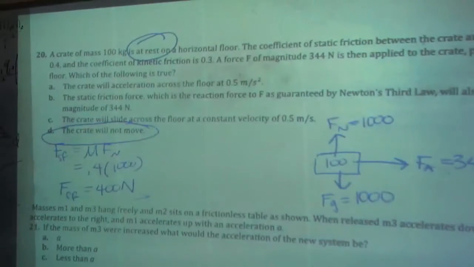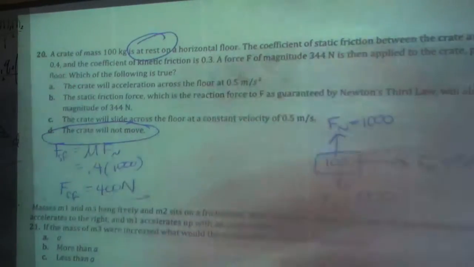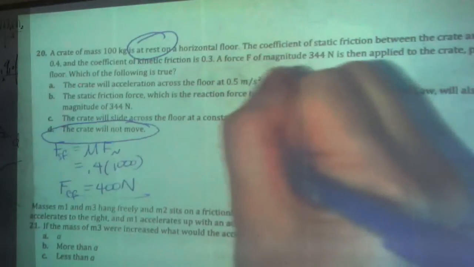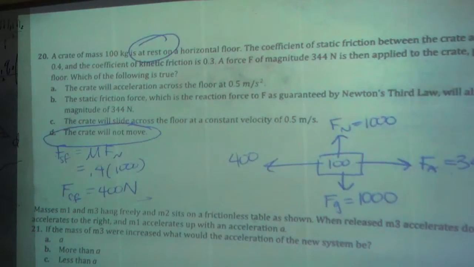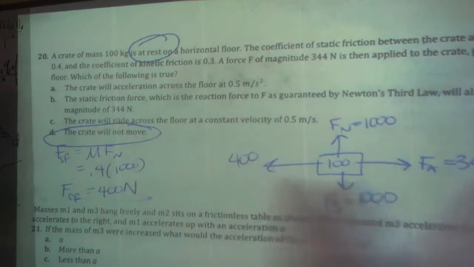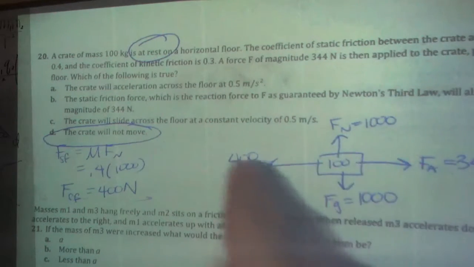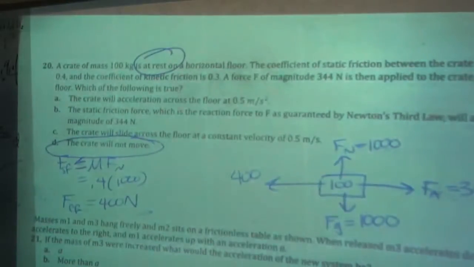Now it's tempting for a lot of people to say, oh sweet, so then I have 400 this way, so that's a net force of whatever, that's subtracted 56. But that is not true, because static friction is actually less than or equal to mu times Fn.